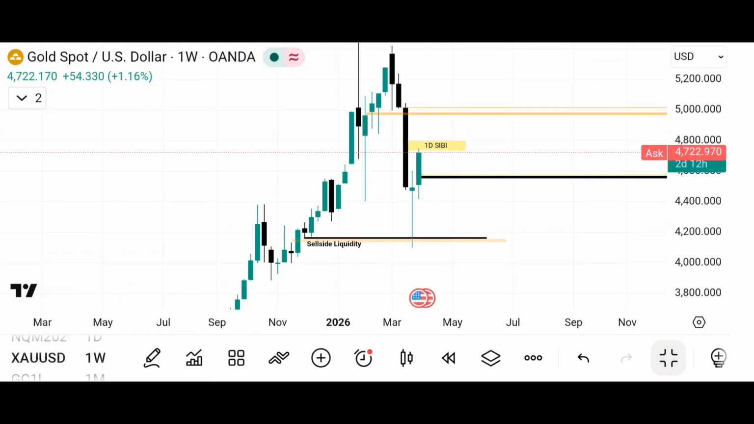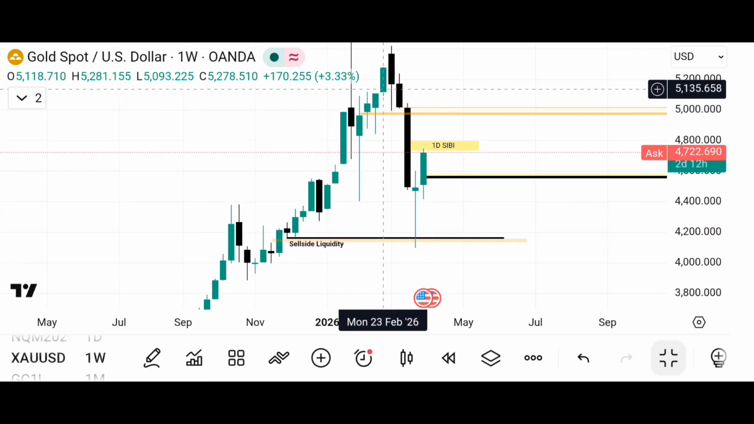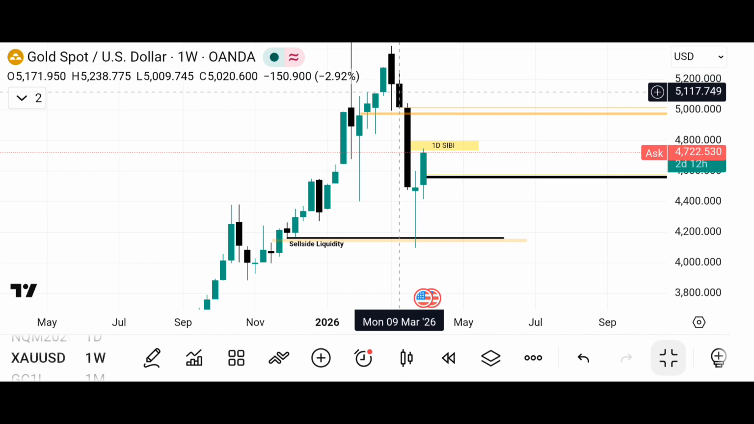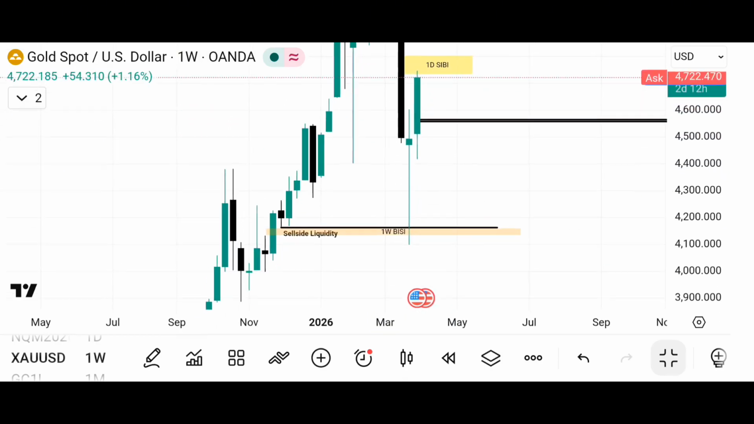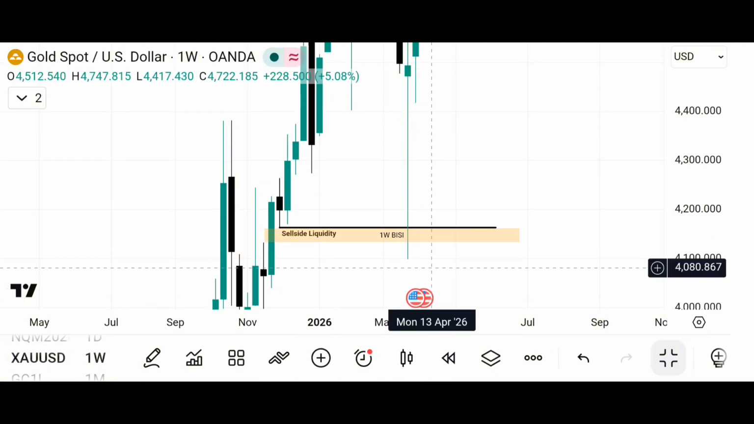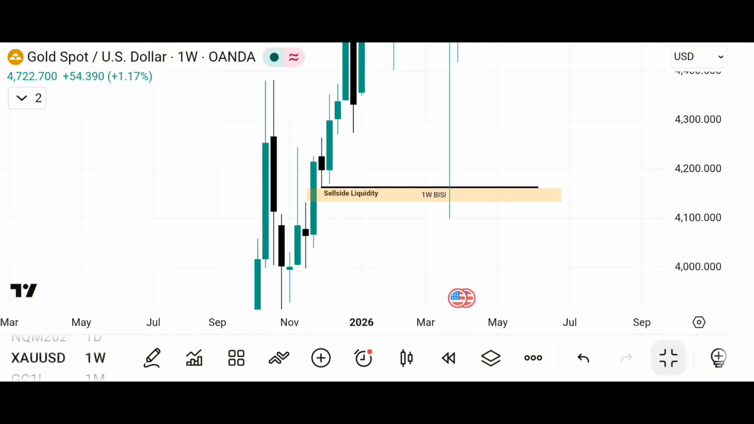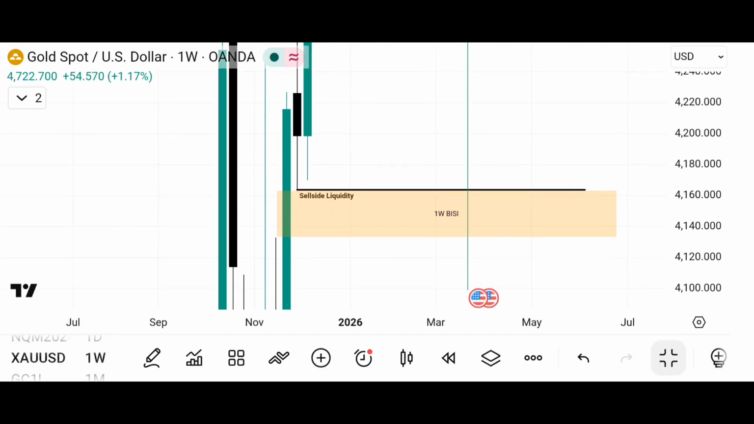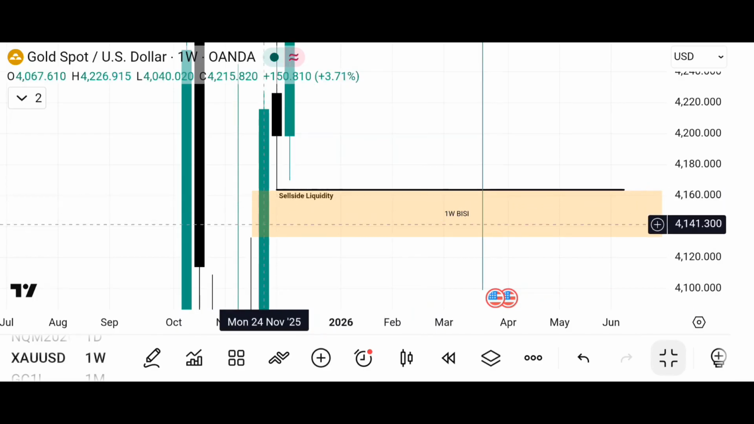From the month of March, there has been a drop down in price on gold so far, dropping down into this inefficiency right here. Let me zoom this out. This is a BC. Okay, this is a weekly chart.